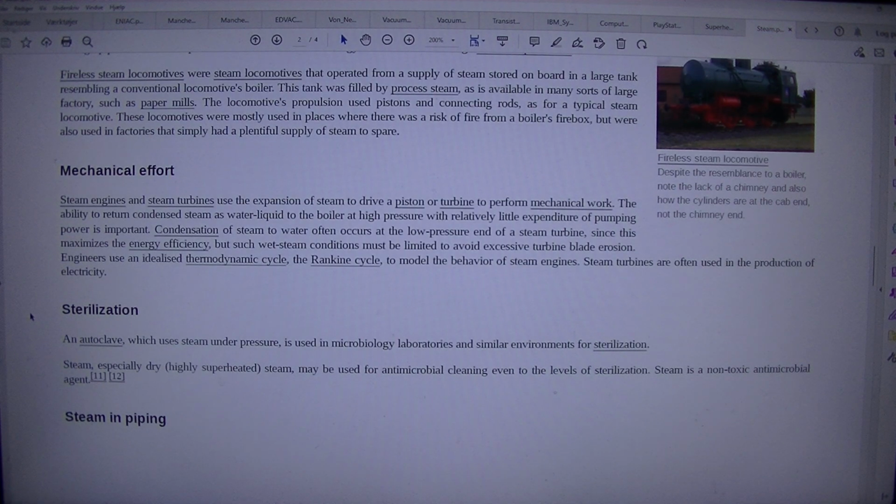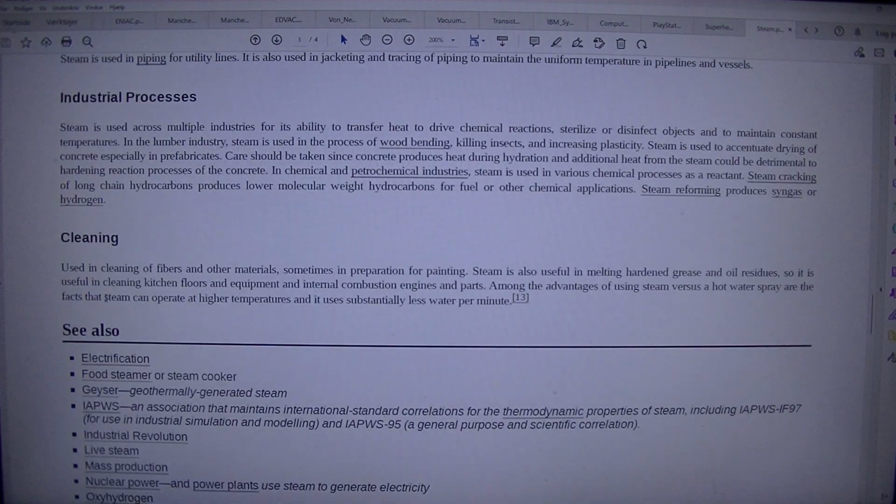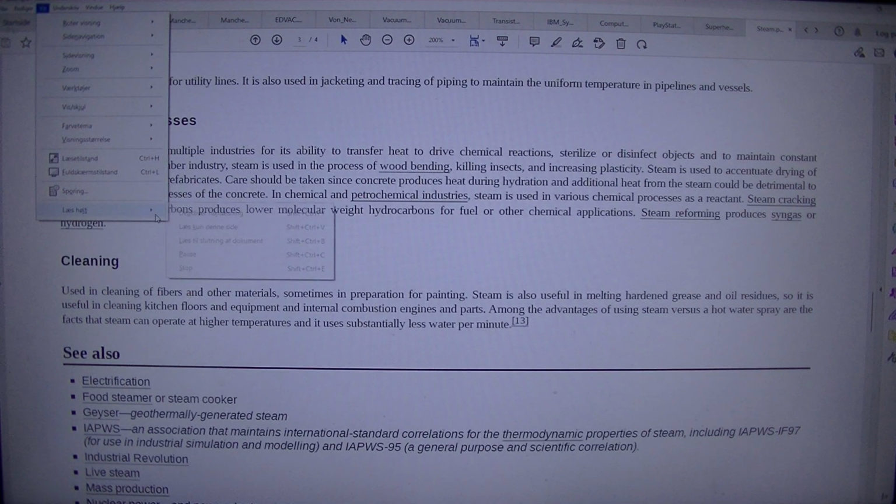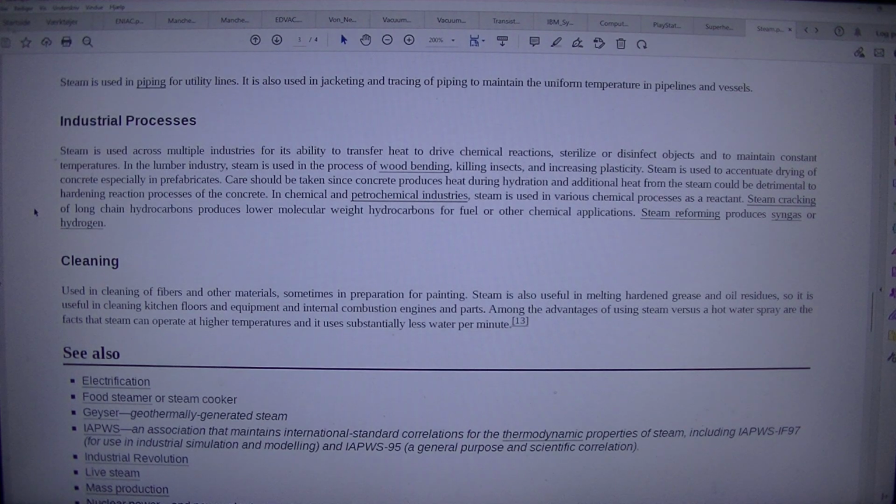Steam in piping. Steam is used in piping for utility lines. It is also used in jacketing and tracing of piping to maintain a uniform temperature in pipelines and vessels.